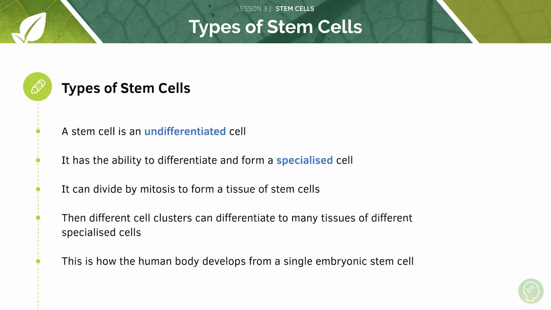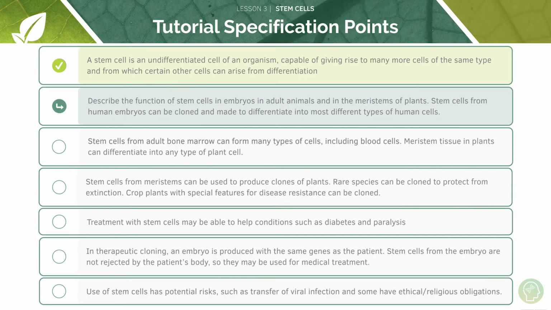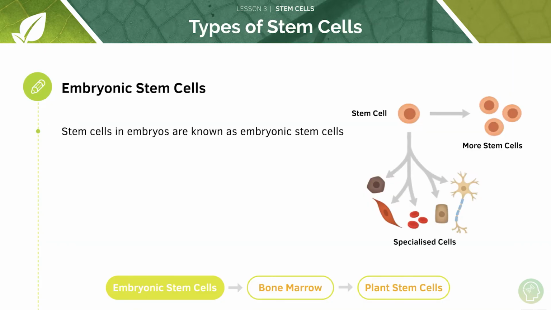So let's move on to our second specification point of today. So let's have a look at embryonic stem cells. So stem cells in embryos are, funnily enough, known as your embryonic stem cells. And they're found in early embryos, and they too are completely undifferentiated. So what this means is that we can basically take this embryonic stem cell and turn it into any type of cell that we'd like to.